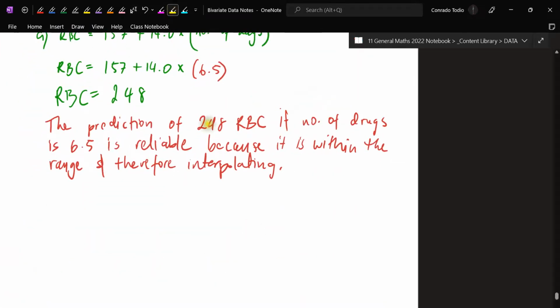Okay, so talk about the actual variable that you calculated. What's the EV and the RV? Tell me about the number that you used to make that calculation. And then you have to talk about, is it reliable or unreliable? If it's in the range or outside the range, and if it's interpolating or extrapolating. Those three things need to be talked about.